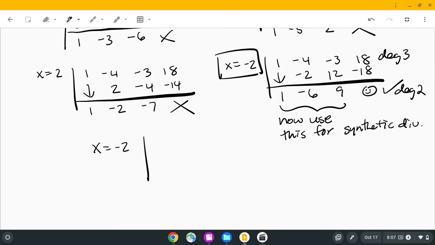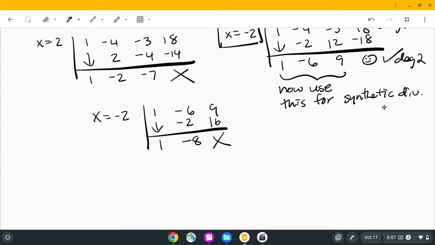All right, and we get 1, negative 6, and 9. So this is our new one. 1, negative 2. What do we get there? Negative 8, 16. That doesn't work. Okay, so negative 2 only worked once.